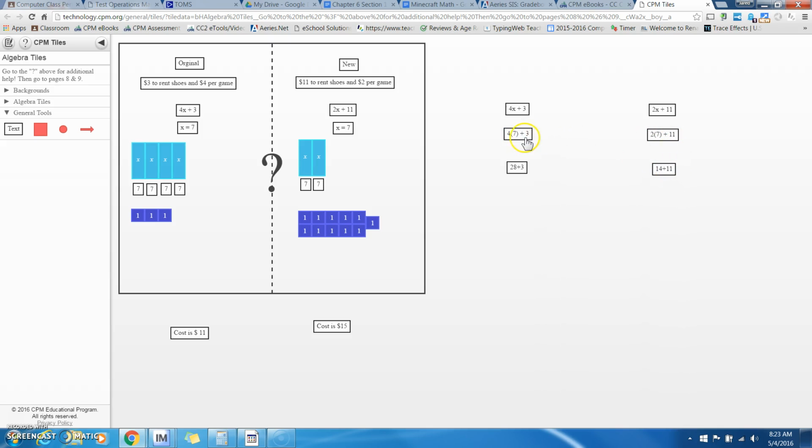So multiplying 4 times 7, you get 28. 28 plus 3 then gives you the new cost. Over here, 2 times 7 plus 11. 2 times 7 is 14. 14 plus 11 will give you that new cost. So you can see the cost now for the original is $31 and the cost for the new one is $25. The reality is, in comparison to two games, it's cheaper to do the original one if you're only playing two or fewer games. But if you're playing more than two games, the new one is cheaper. You can see it gets cheaper as you play more games.